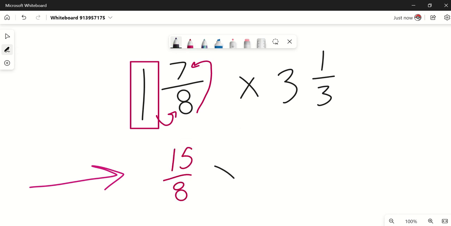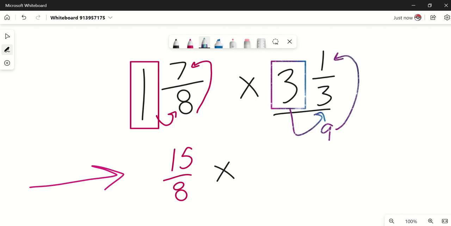I'm going to multiply this by whatever this mixed number changes into. 3 times 3 is 9. Add the 9 to the 1, which will give me 10. And I'm going to put it over the original denominator, which is 3.